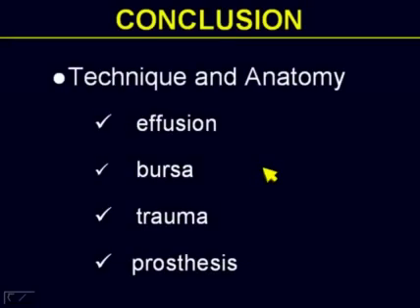disease mimicking a tumor. So, in conclusion, get to know the technique and the anatomy of the hip in order to have an easy time facilitating your exploration of the hip. And the different indications of effusion, bursitis, trauma, and prosthesis you are now familiar with, and so with that, I think one should be able to do a good ultrasound examination of the adult hip.